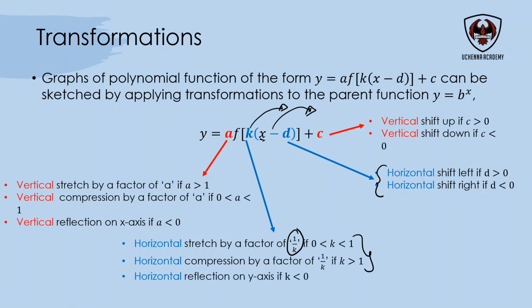Now, if the K value has a minus in front of it, you're going to have a reflection on the y-axis. So again, if I had a function that looked like this, and I had my y-axis here and x-axis here, the reflection on the y-axis would just mean that the function would look like this. So it would just basically flip on the y-axis. Okay, so that's if the K value is negative. Now let's go ahead and put these transformations to work.